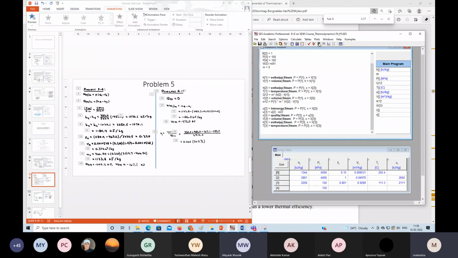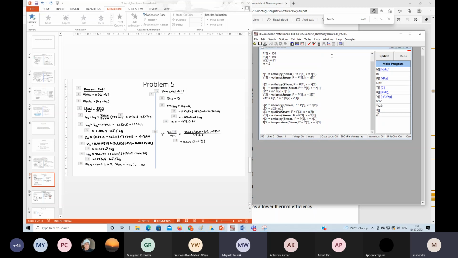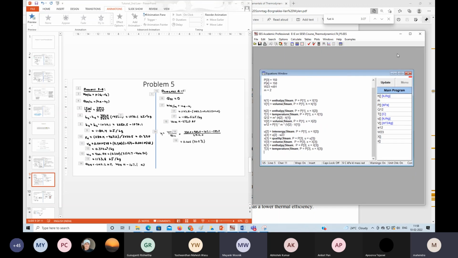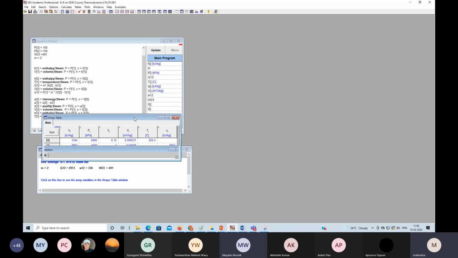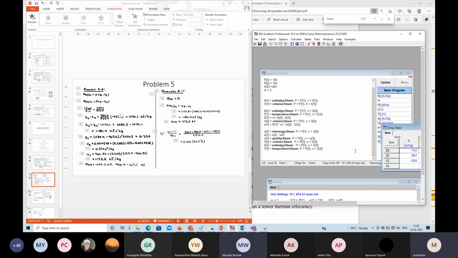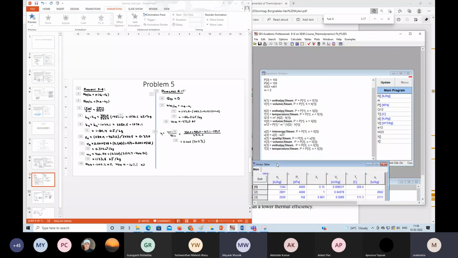Let me run again. Okay, fine, no problem. So temperature is 111.3. Okay, these temperatures we had not calculated in our theoretical problem. Here we are getting them. But anyhow, that is the saturation temperature only. You can get it from your steam table also. Okay, that is about that.